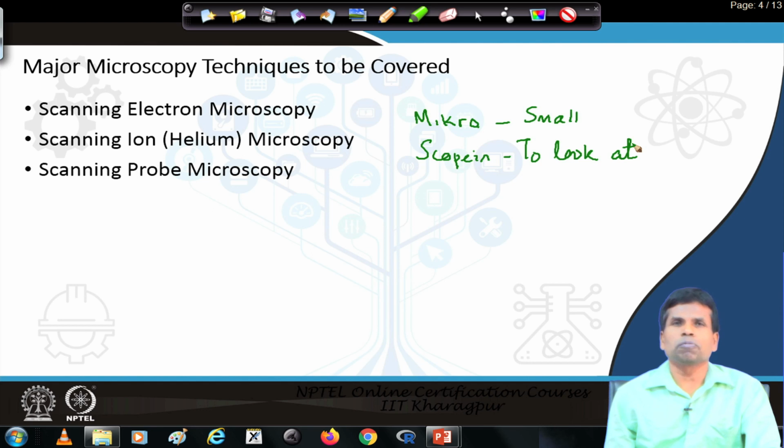However, as you know, light has a wavelength in the range of 400 nanometer to 700 nanometer. So, if an object is of size smaller than that, then this visible light will not be enough to see an object of size less than the wavelength of the light.